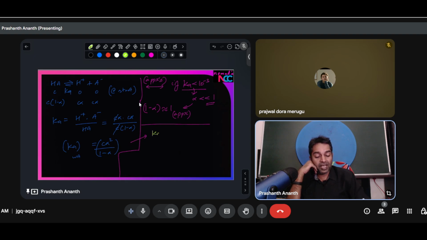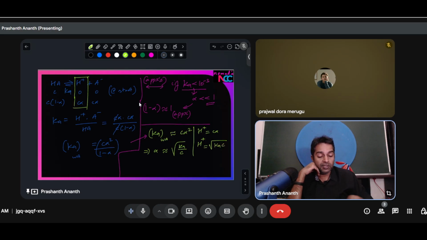After the approximation, Ka for the weak acid is approximately equal to C alpha squared, which means alpha is approximately equal to the square root of Ka divided by C. Now, the concentration of H plus was C alpha. So the concentration of H plus is C into the alpha we have calculated here, which works out as the square root of Ka into C. This is the next expression. Lastly, if the concentration of H plus is this, we can define pH as half into pKa minus log C.